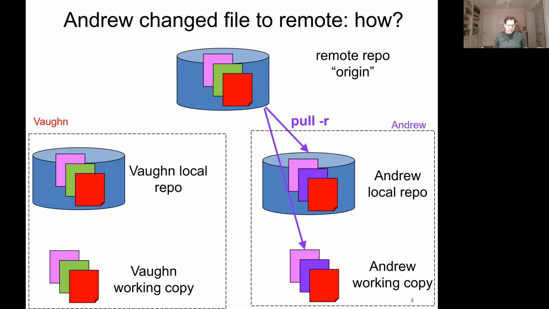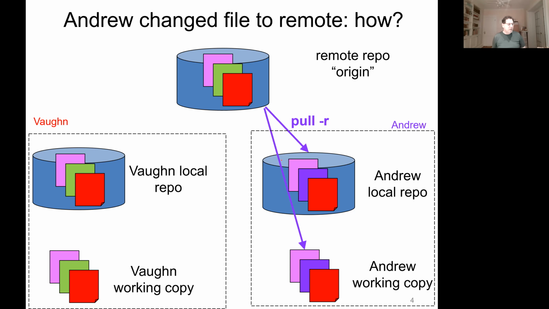So Git merges everything together. Andrew should immediately, well, what should he do now? He could do a push, but what should he probably do before he does a push? Commit. He doesn't have to commit. What he has to do is check if it still works.